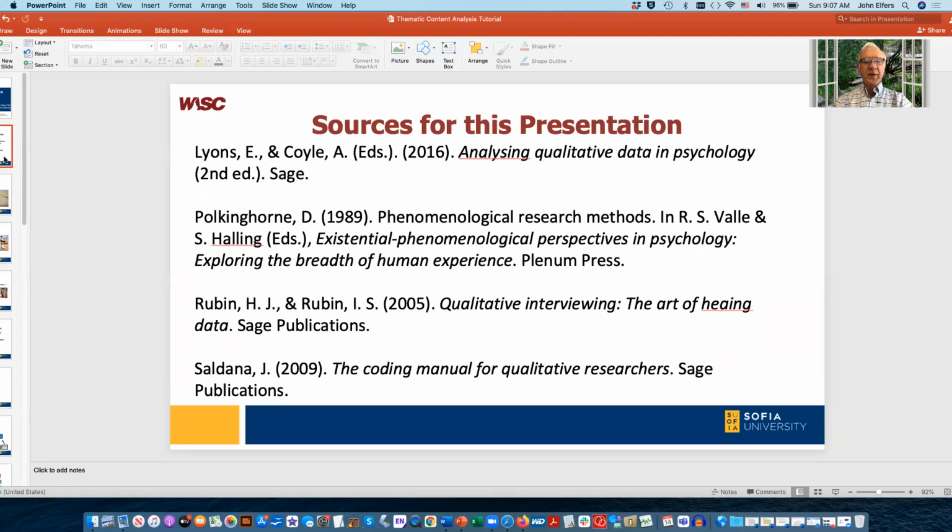First, I want to identify the sources for the material in this tutorial. I'm drawing from these sources as well as from personal experience in conducting analyses in many research studies. I encourage you to use these sources to read more and to get background into the philosophy and purpose of thematic content analysis.